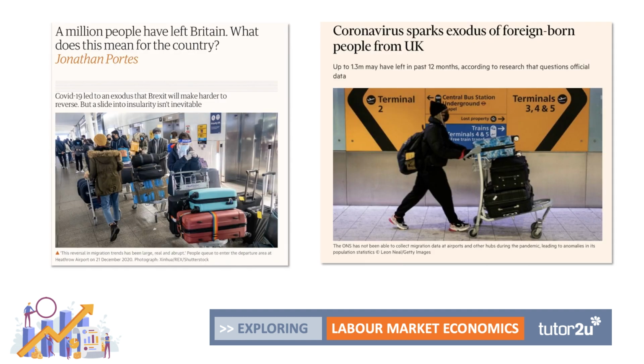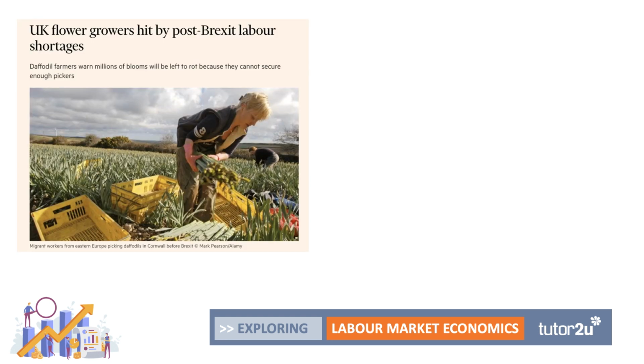Several articles have been written. Jonathan Portes has written in The Guardian, hinting that some estimates put more than 1 million people have left the country during the pandemic. Again, the FT here: the coronavirus sparks exodus of foreign-born people from the UK. Up to 1.3 million may have left in the last 12 months, although there's a lot of uncertainty about the data.